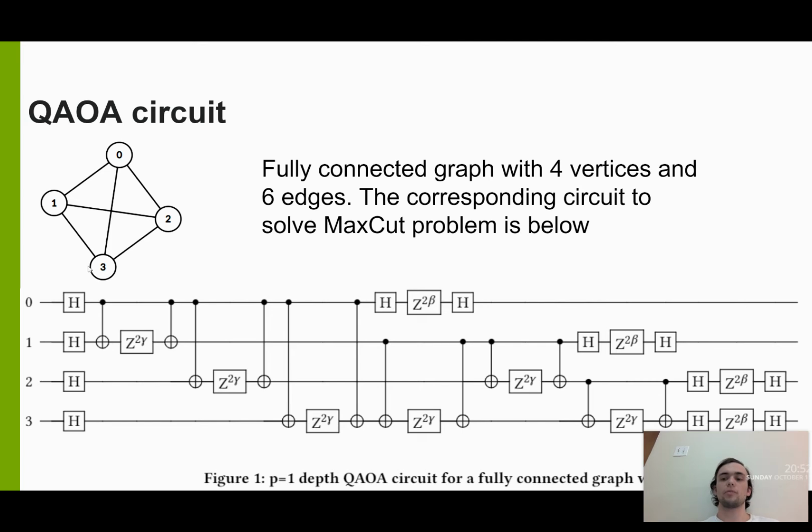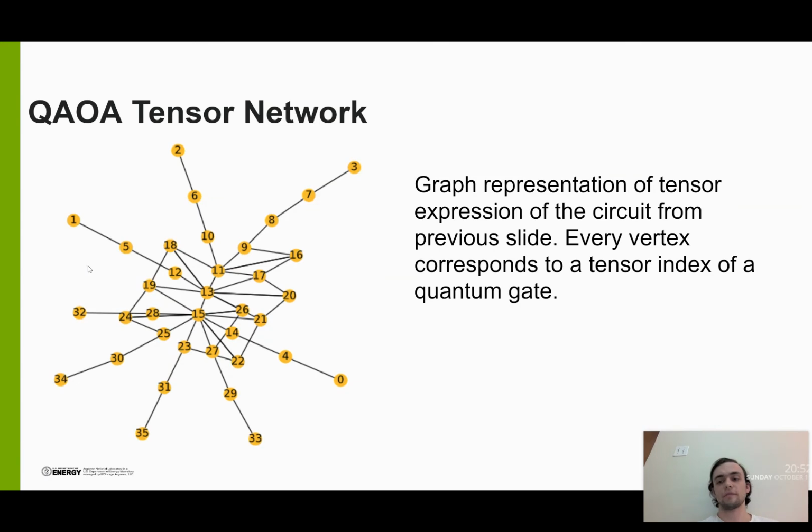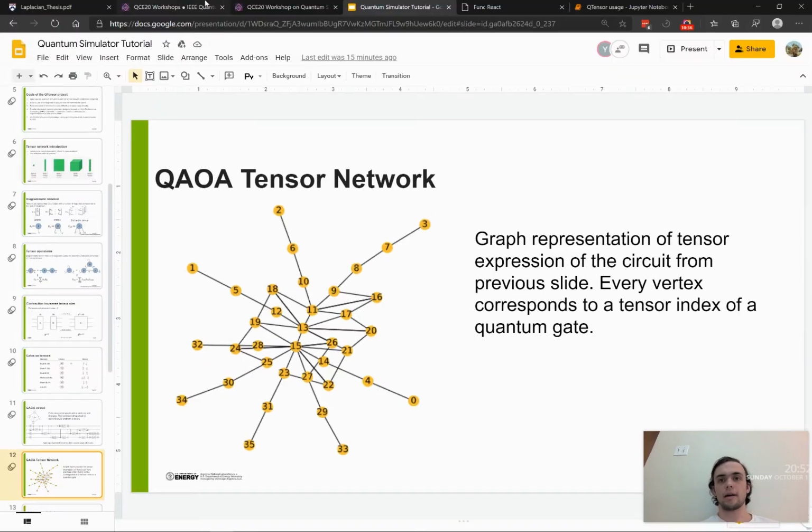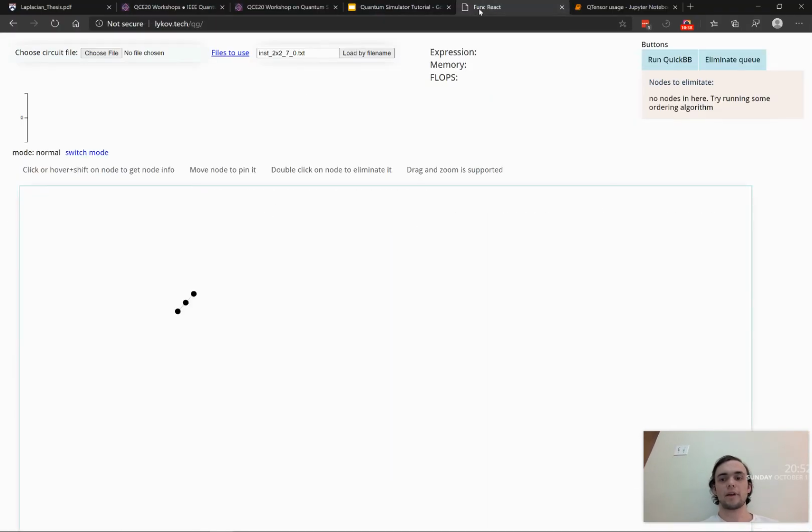For tensor networks, it's very important to find the order in which you eliminate, in which you merge those tensors. And to find that order, we use what's called a line graph of the tensor network. It is a rather complicated concept from graph theory, but let me show you a very fun animation of what a line graph is.